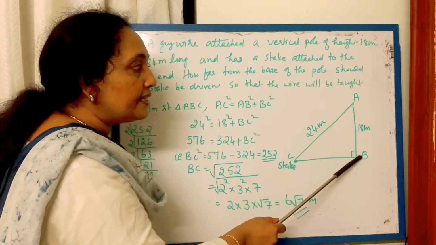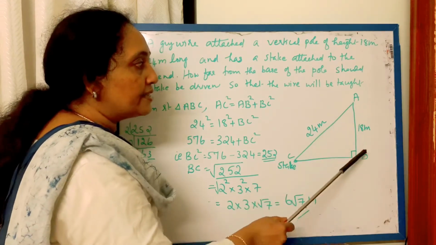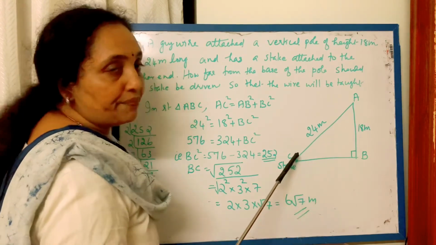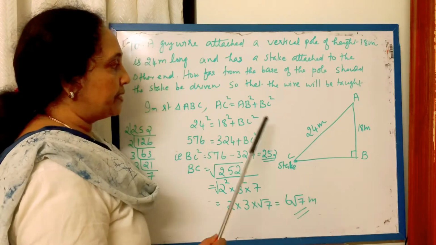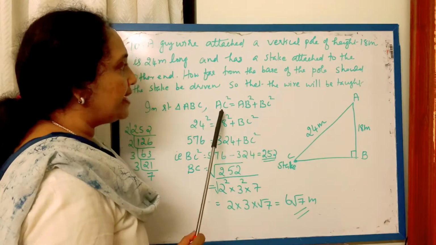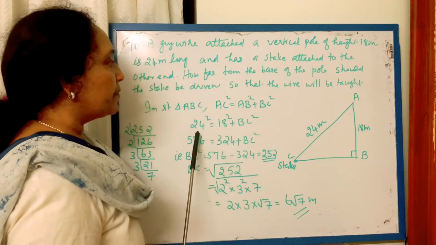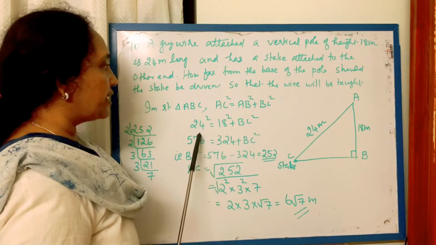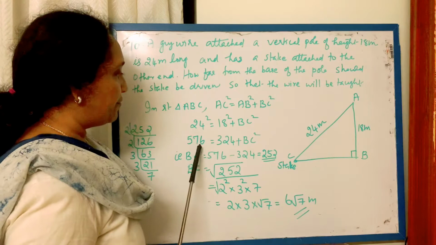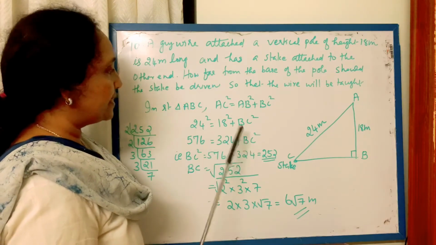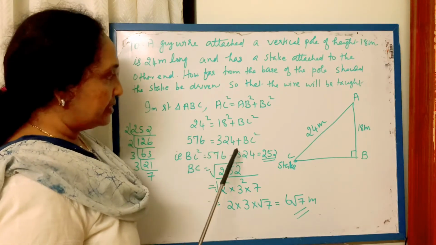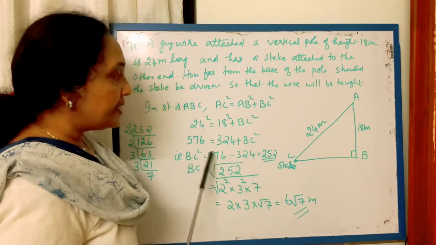That means here a right triangle is forming and we want to find out the length of BC. So apply Pythagoras theorem there. Okay, then in right triangle ABC, AC square is equal to AB square plus BC square. That means substitute the values, then you will get 24 square is equal to 18 square plus BC square. That means 576 is equal to 324 plus BC square. Then BC square is equal to 576 minus 324. That means you will get 252. BC square is 252.